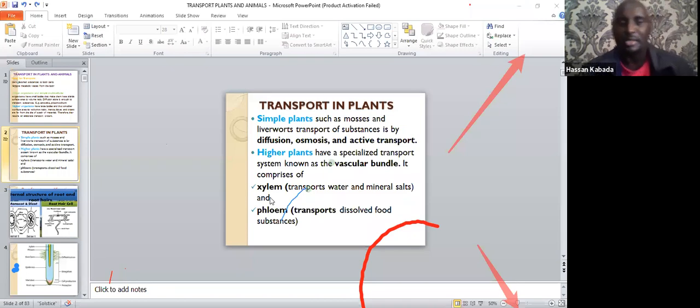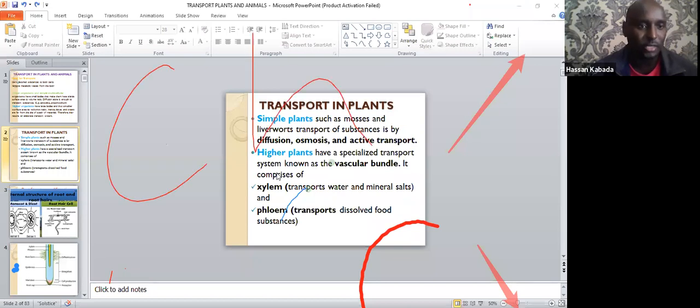So that is what it is all about, vascular bundles. We have the xylem transporting water and mineral salts, and the phloem transporting dissolved food materials in the form of what? In the form of sucrose to the other parts of the plant for storage and for usage. So that is about the vascular bundles, just briefly, because we're going to the details of them in a short while.